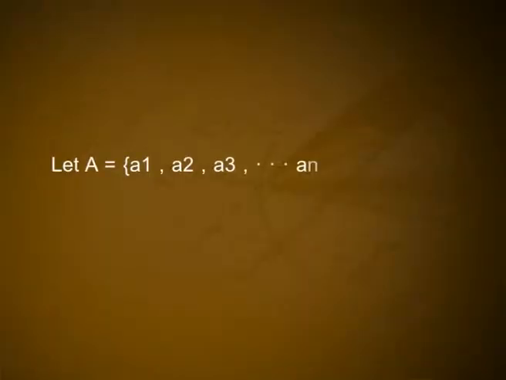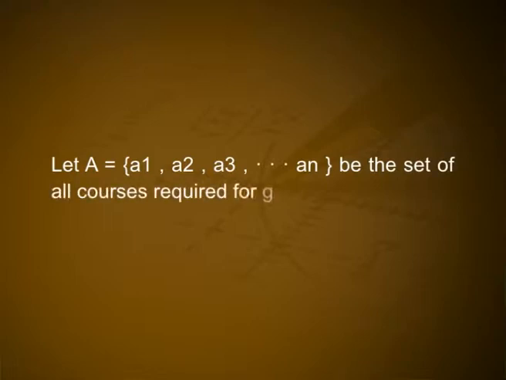Next example: let A equal the set {A1, A2, A3, ..., An} of all courses required for graduation. Let R be a reflexive binary relation defined on A such that for Ai not equal to Aj, the ordered pair (Ai, Aj) belongs to R if and only if course Ai is a prerequisite of course Aj. Then R is antisymmetric and transitive. So, R is a partial order relation.